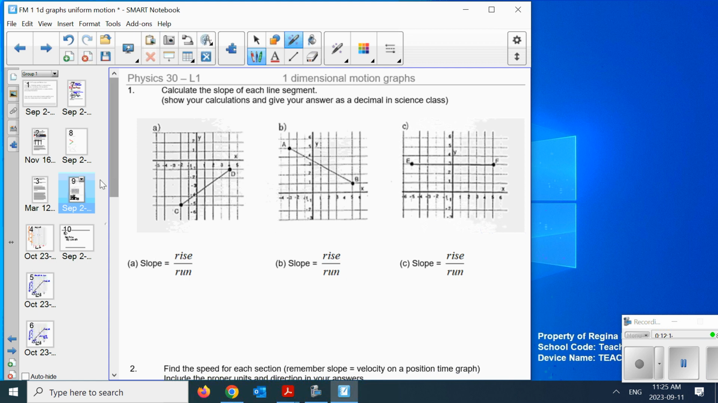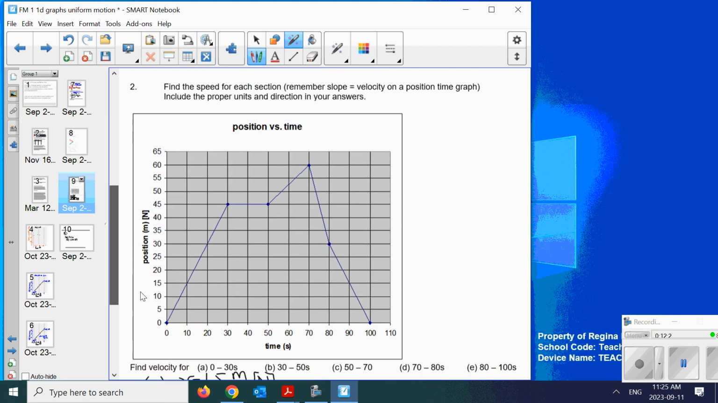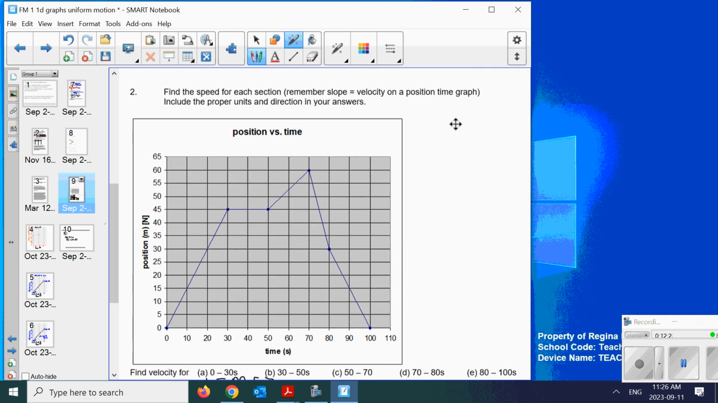Then I'll talk to you, and that's just a review, and we'll go over them. Oh, I have the answer. Okay. Find the speed for each section. Now, the velocity on a position-time graph, include proper units. The velocity on a position-time graph is the slope. And we knew that from our last lesson. Include proper units and direction in your answer. You notice how I put position in meters, and it's N for north. We'll just assume positive is north, negative is south. The time is in seconds.